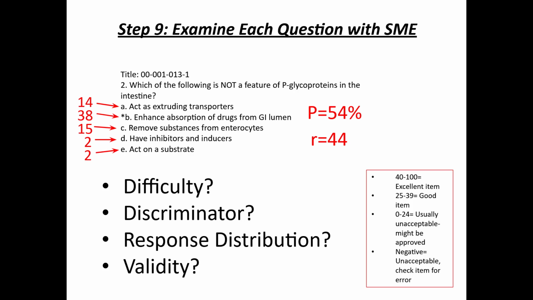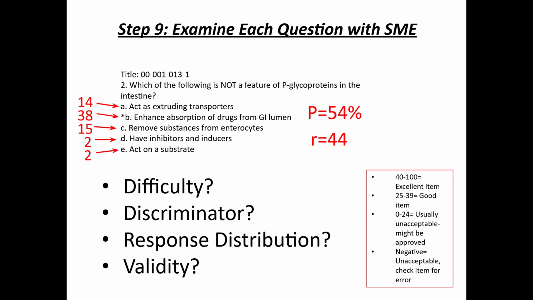So let's look at this. Which of the following is not a feature of P glycoproteins in the intestine? Act as extruding transporters, remove substances from enterocytes. Well, that's not what they do. They enhance the absorption of drugs from the GI lumen. So the A and C are actually the opposite, and that has me confused already. See, I'm already explaining it wrong because this is a not question, right?